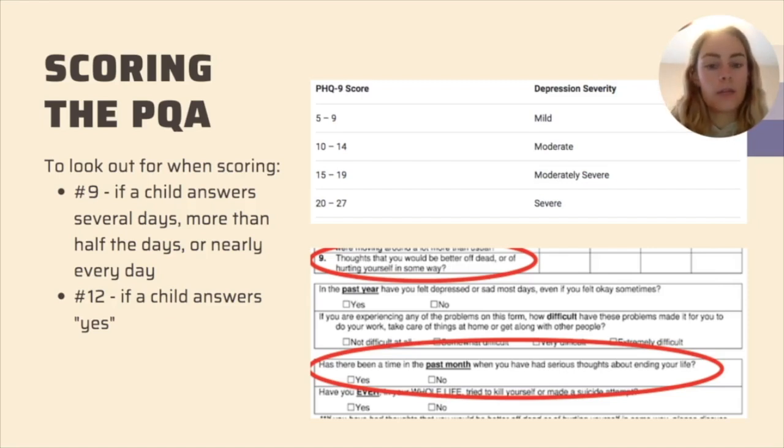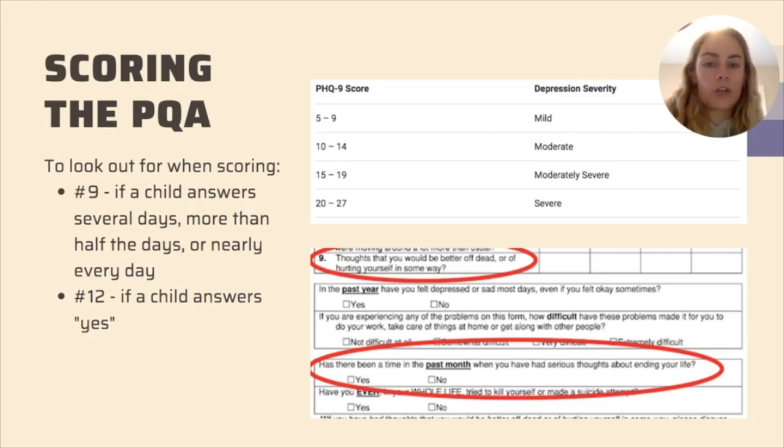And then, has there been a time in the past month when you have had serious thoughts about ending your life? If a child answers yes to this, then that's cause for concern and something we will have to address later on, which I will show you. And for PHQ-9 scoring of depression severity: if a child is scoring between 5 and 9, mild; 10 through 14, moderate; 15 through 19, moderately severe; 20 through 27, severe.